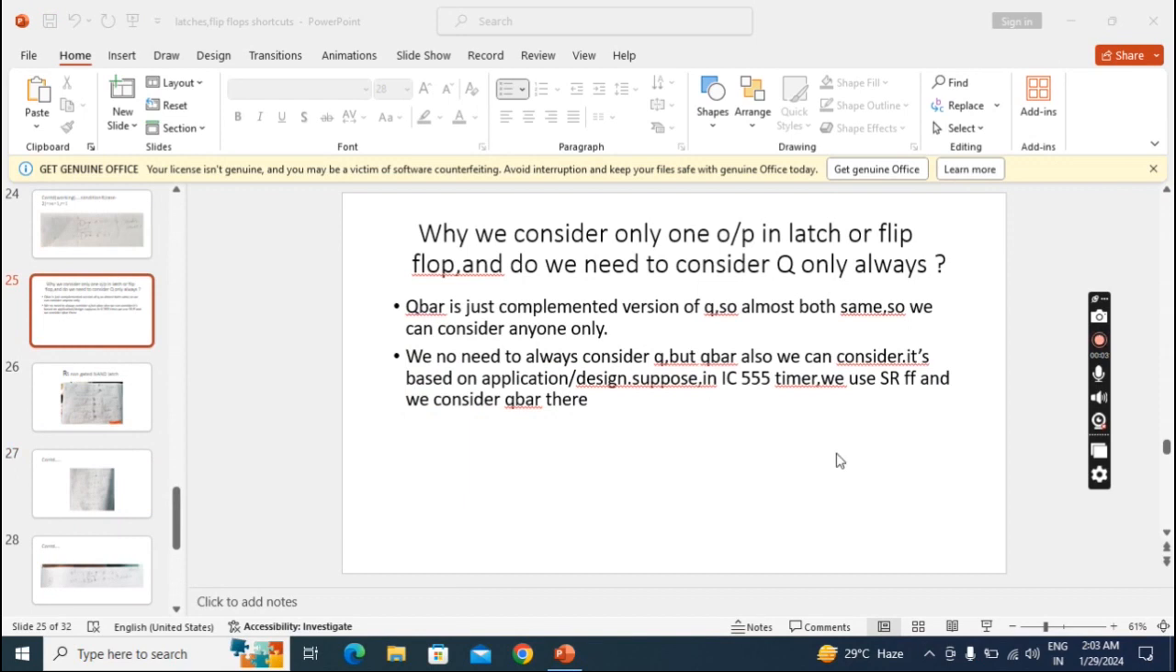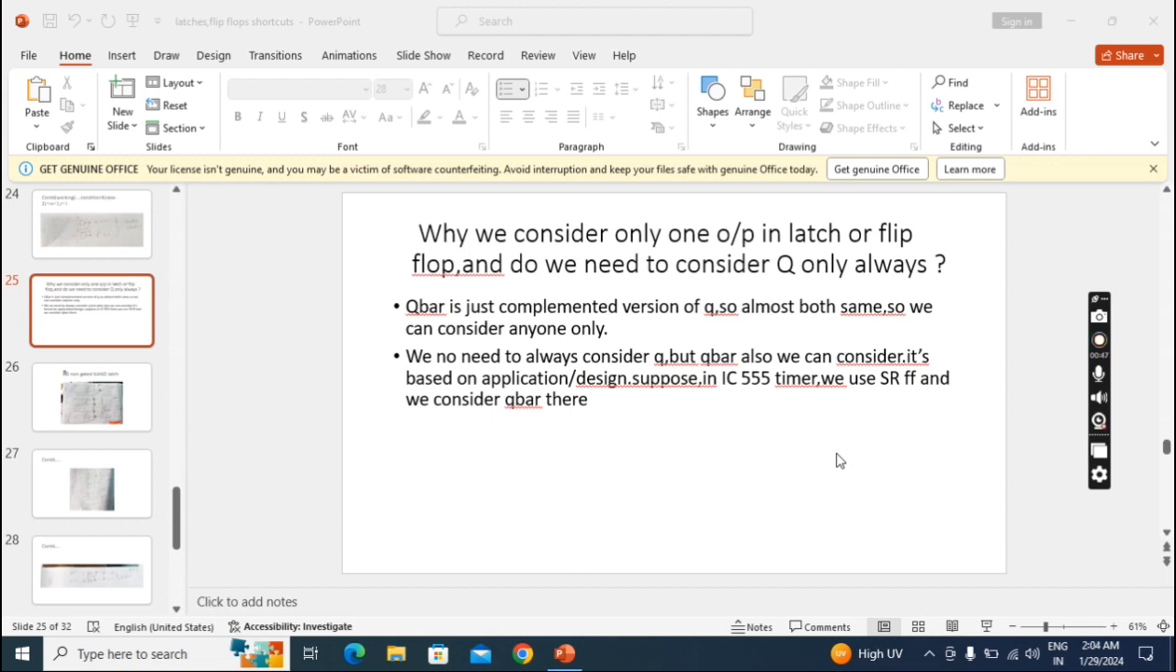In this lecture, you will see why we consider only one output in a latch or flip-flop. We know there are two outputs for a latch or flip-flop, Q and Q bar. Of course, we can use other names also. But out of Q and Q bar, we mostly consider Q. So why do we consider only one output? Out of two outputs, why do we consider one? And one more thing, why Q only? Why not Q bar? Or do we always need to consider only Q? That also we'll discuss.